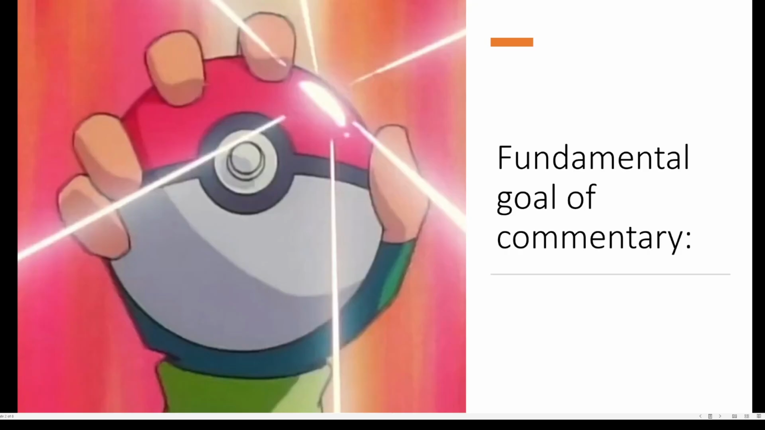Well, just like in Pokemon, there's one fundamental goal, which is gotta catch them all. Gotta catch them all, Pokemon. Anyway, we're just gonna move past that.